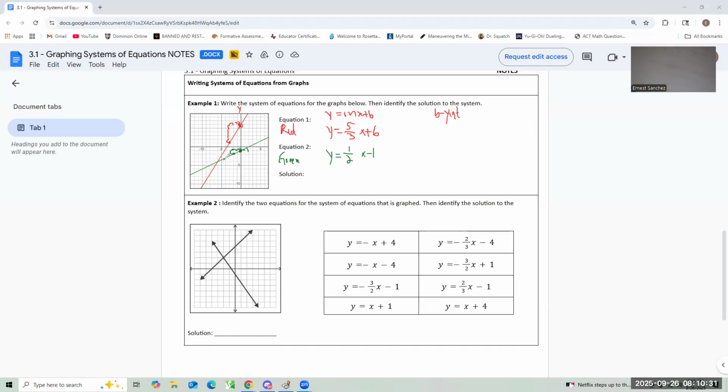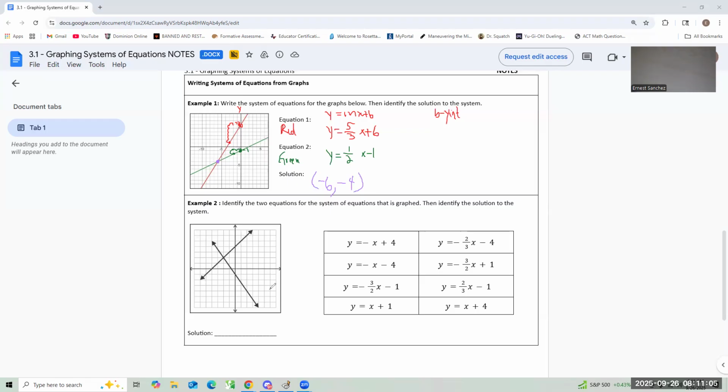Now lastly, they want the solution. So it's just the intersection right here. That should be easy. We're just plotting the point. So if we go left 1, 2, 3, 4, 5, -6, and then go down 1, 2, 3, 4, -4. For the solution, we're just putting where the point hits.